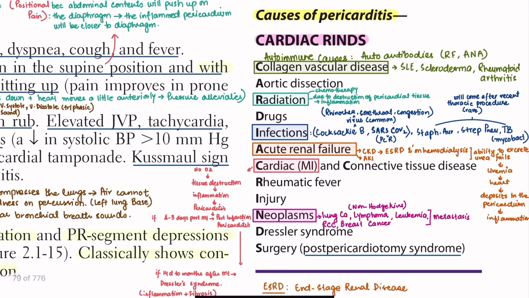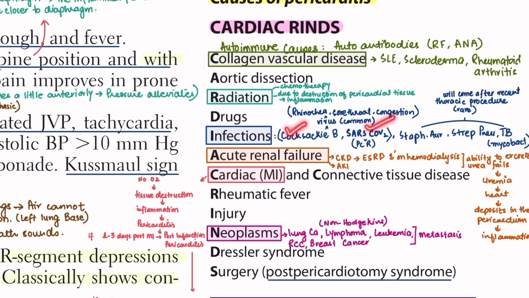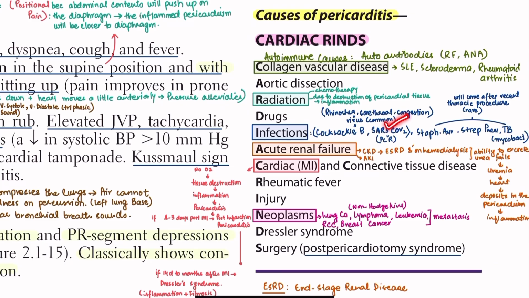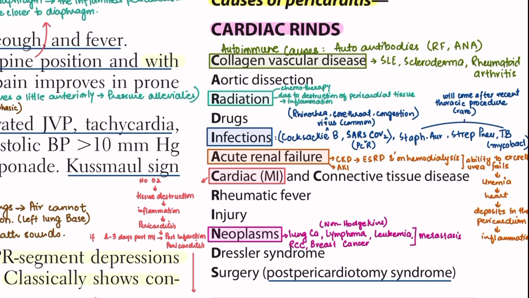The infections usually involve viral infection, which includes Coxsackie B virus and SARS-CoV-2 virus. SARS-CoV-2 virus is the same virus that has caused COVID-19, and it can be detected via PCR test. They will lead to symptoms such as rhinorrhea, sore throat, congestion, etc. Other than that, these infections can be caused by bacteria as well.